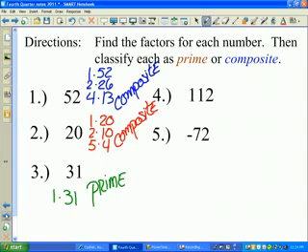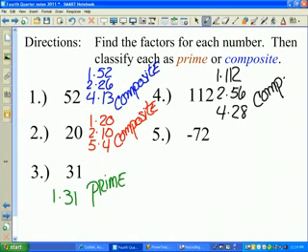For the next one, we have 112. So 112, I know I got 1 times 112, that will give me 112. What else will give me 112? Hopefully you said 2 and 56. So 2 times 56 will give me 112. Anything in the 4 column? How about 4 and 28, if I'm not mistaken? Okay, so we definitely have more than 2 factors. So in this case, this is also a composite.